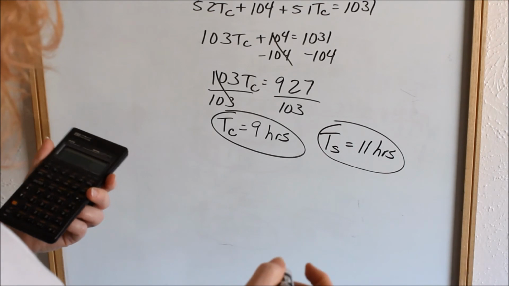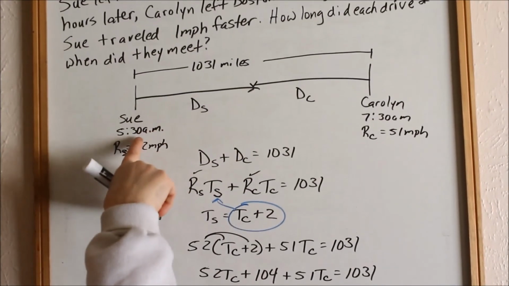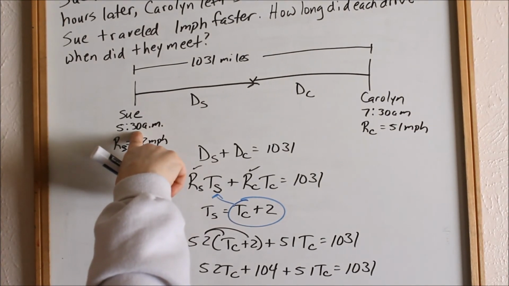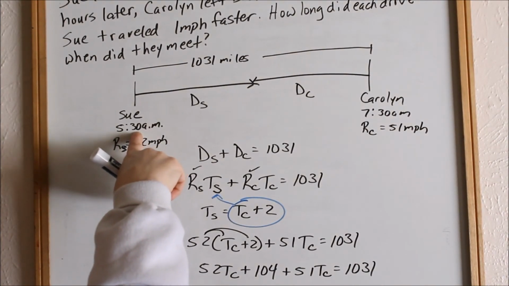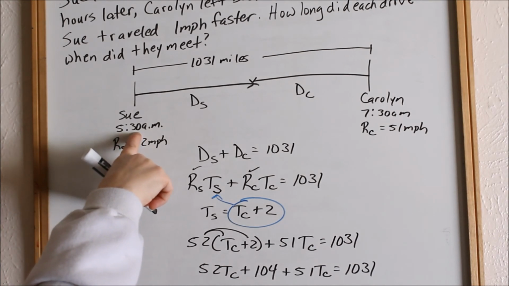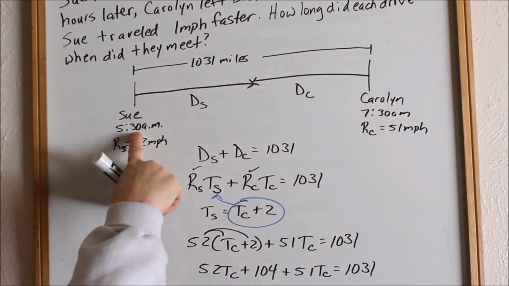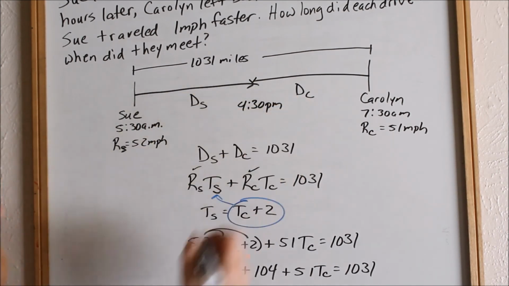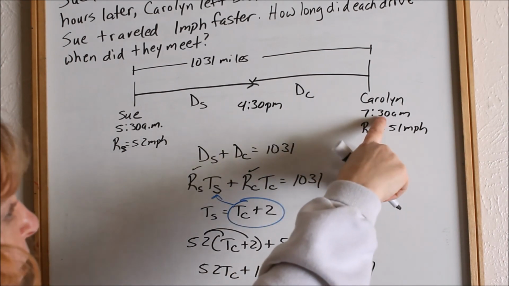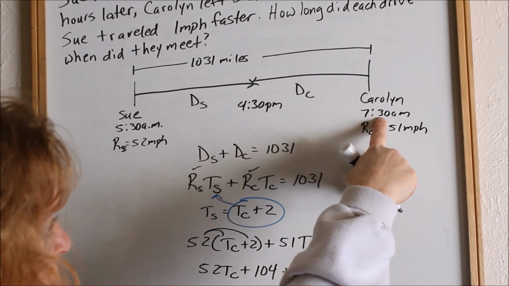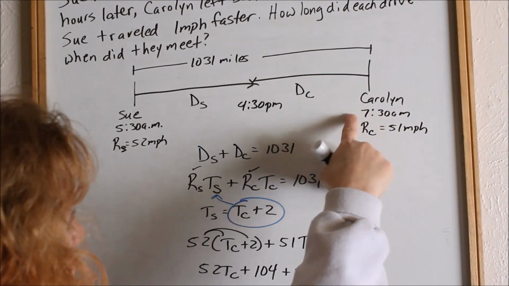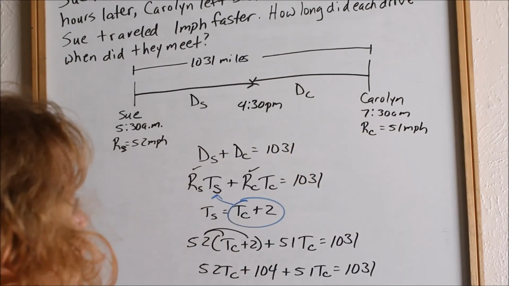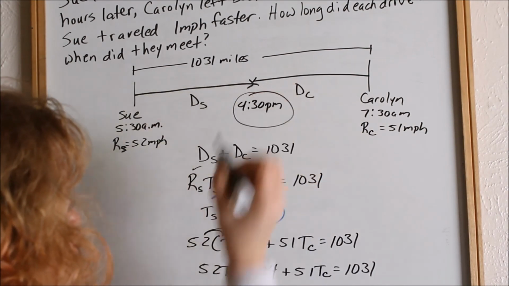Now to figure out what time they met, we said here that Sue left at 5:30 in the morning and she traveled for 11 hours. Well, I know 12 hours would be 5:30 p.m., so 11 hours would be 4:30. Should be 4:30 p.m. And then if we check it the other way, Carolyn left at 7:30 in the morning and she traveled for 9 hours. So 9 hours from 7:30 in the morning should still be 4:30 p.m. So what time do they meet? 4:30.